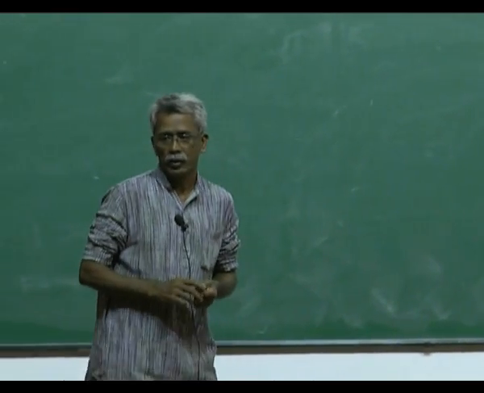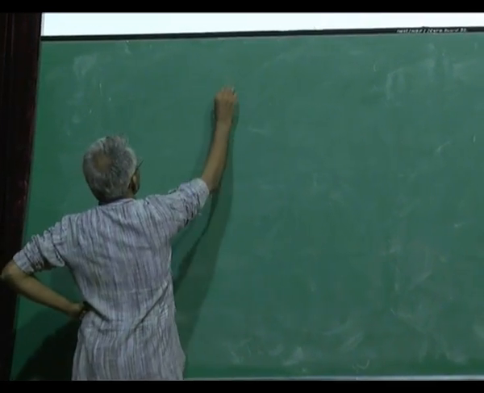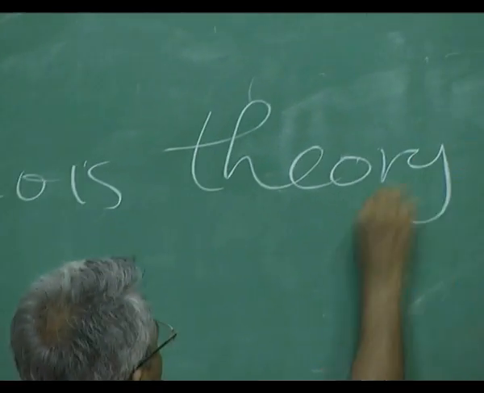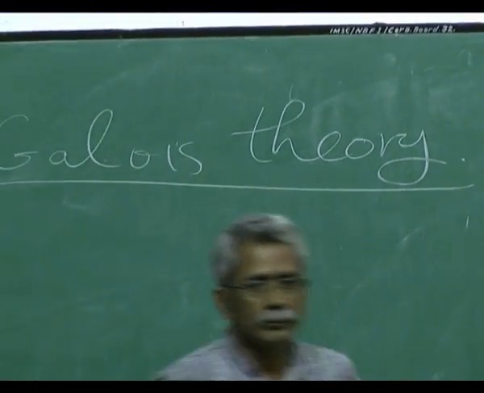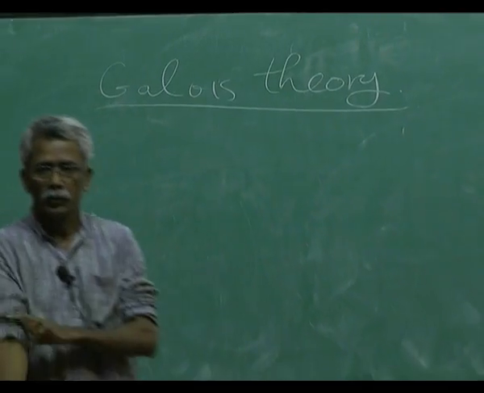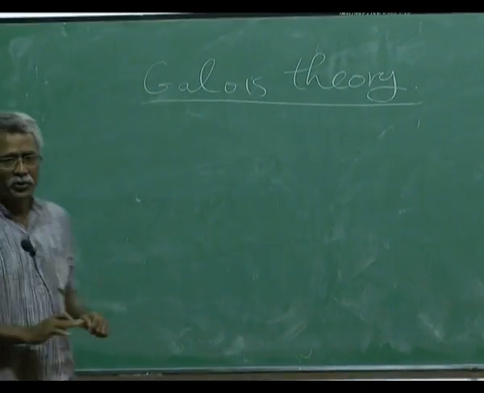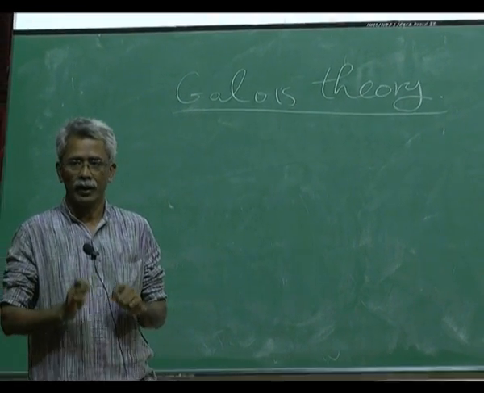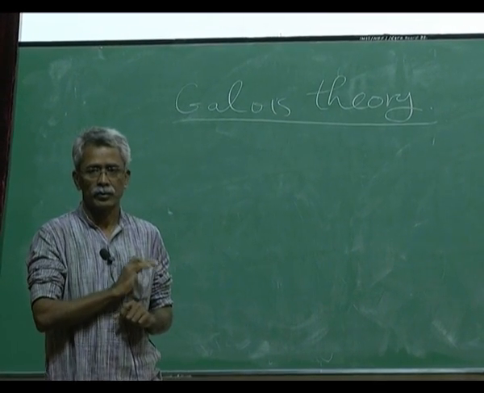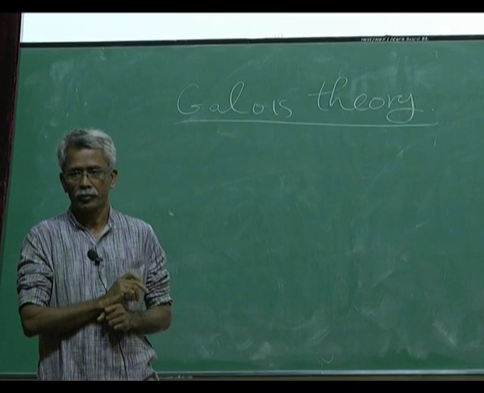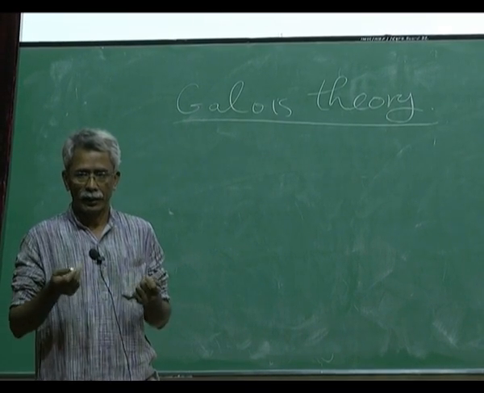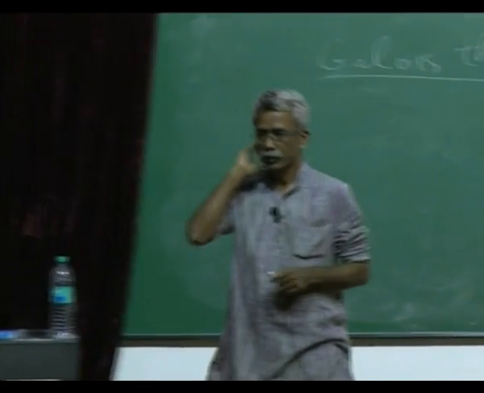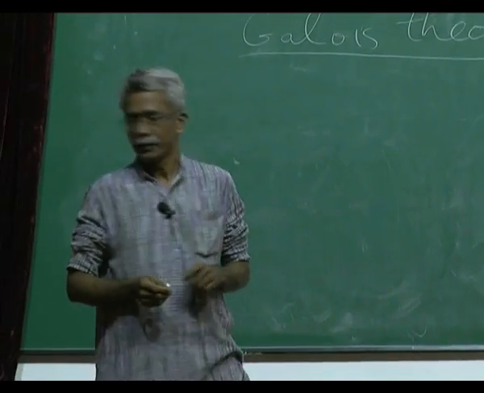All right, so now let me start my talk. This is just called Galois theory. What I am going to do is first write the main theorem of Galois theory, and then I will explain the various notions that enter into the statement of the theorem, and then illustrate it and explain the theorem a little more. Okay. So, that is the plan of the talk today.